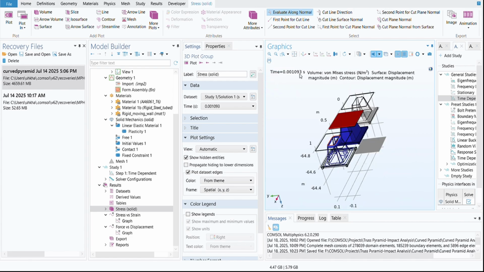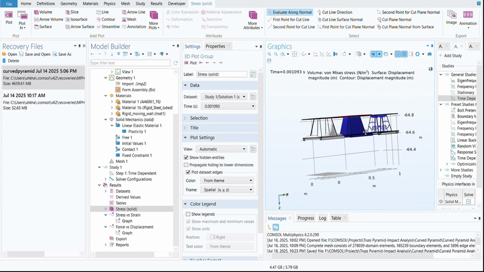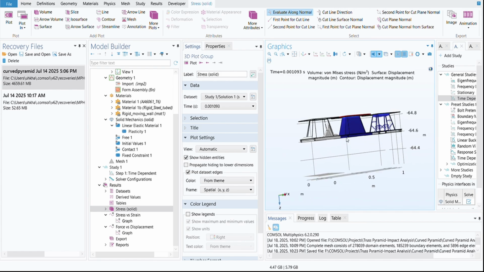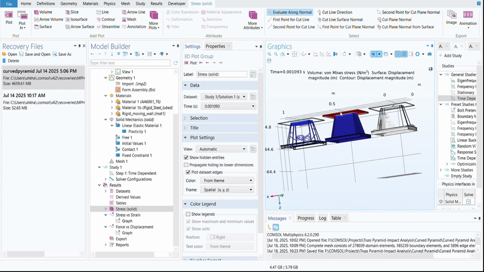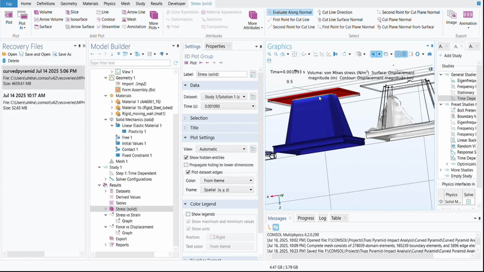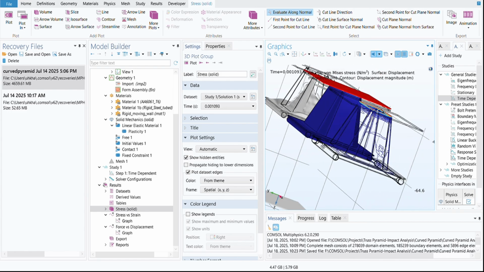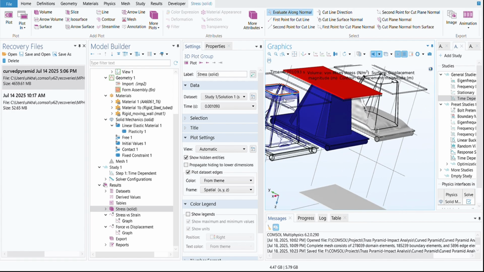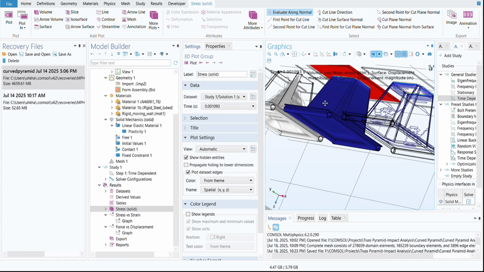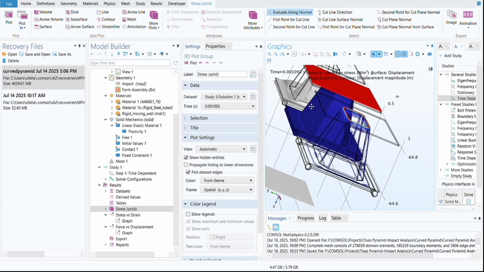We have three outcomes from this study. Number one is this deformation. Number two is the stress contours. You can see the surface contours and stresses that have occurred after the collision, and these are our deformation contours. These lines represent deformation contours. Also the stress distribution throughout the pyramid.